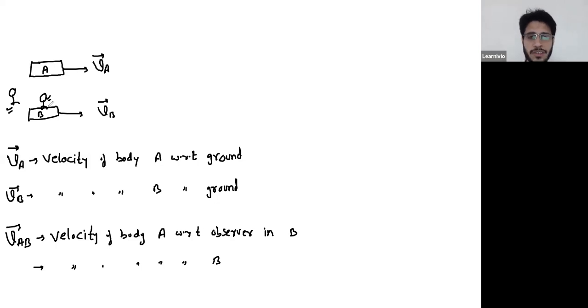So if your observer is in B, then I can write this as the velocity of body A when B is at rest.